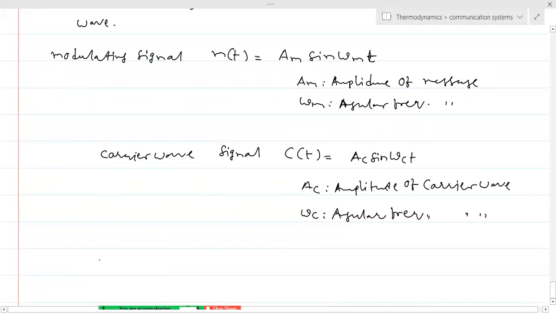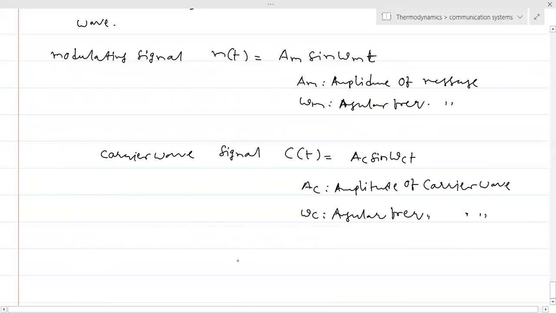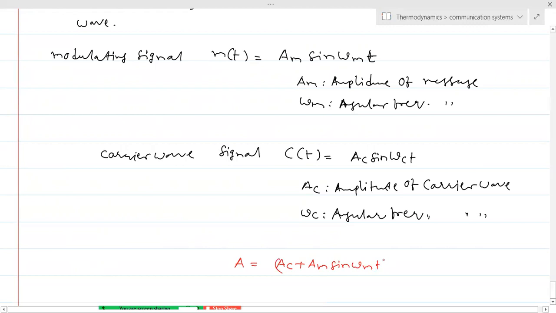And the most important thing is the resultant amplitude, we are speaking clearly. The resultant amplitude, let us say A equal to AC plus AM into sin omega m into t. So this is very important. So that means only after modulation, the amplitude of the wave has been changed.